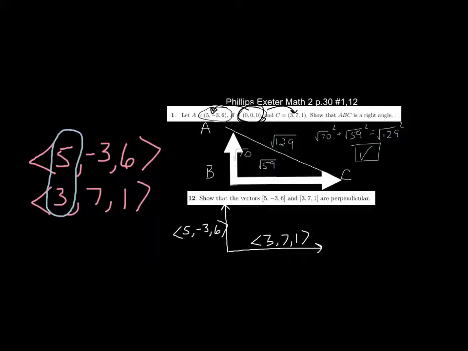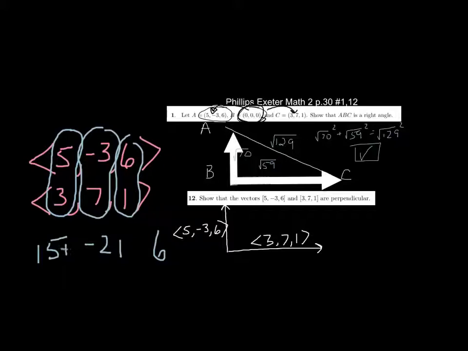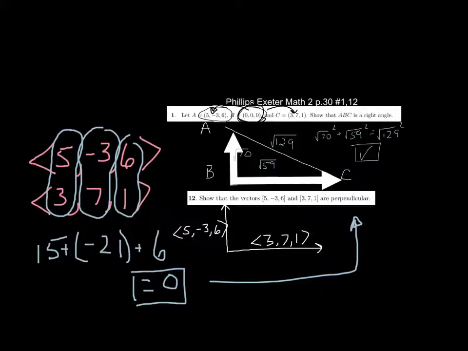What you would do is multiply each component here. 5 times 3, 15. Negative 3 times 7, negative 21. 6 times 1, 6. And when I add these products together, what do I get? 0. Exactly. So that's 0. If you get a dot product of 0, then that means that they are perpendicular. So the vectors are perpendicular with a dot product of 0. Do you see how that process might be a little bit easier than what we did previously with all the distances? Yeah? Okay. So any questions on that?